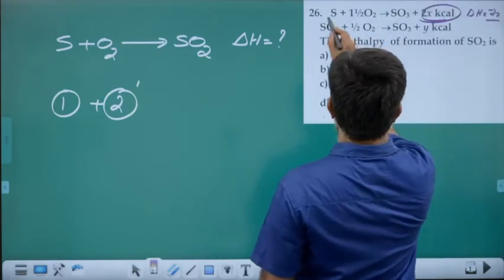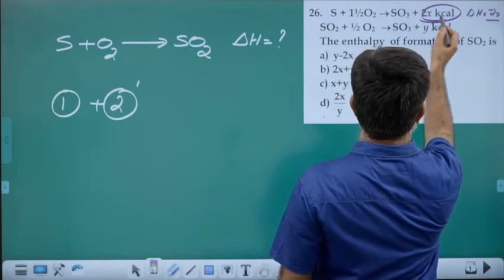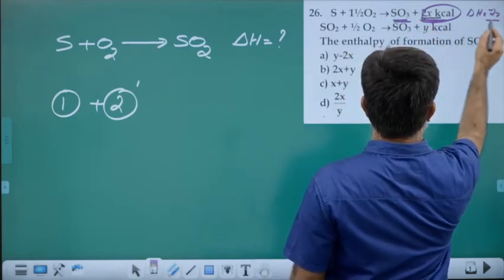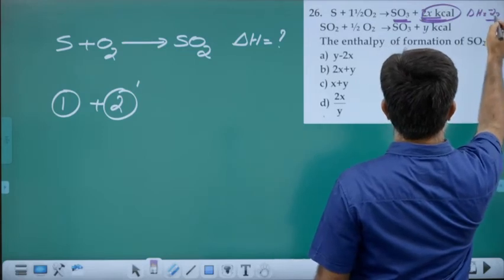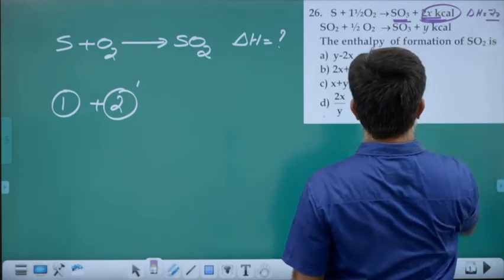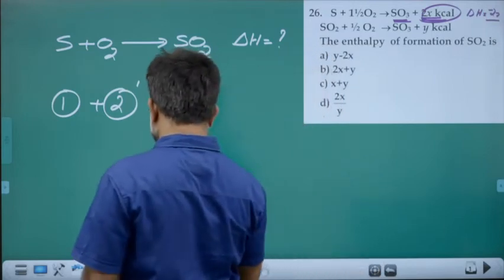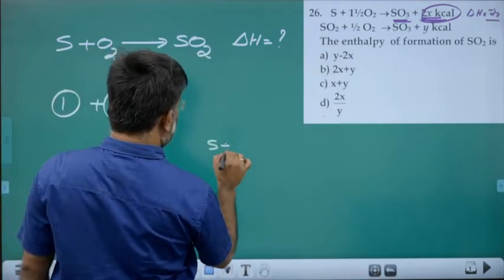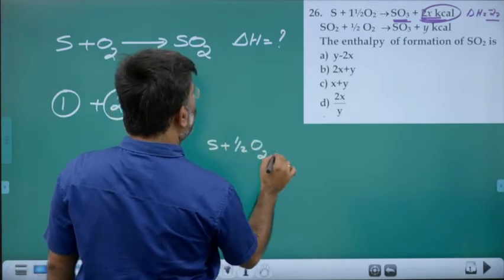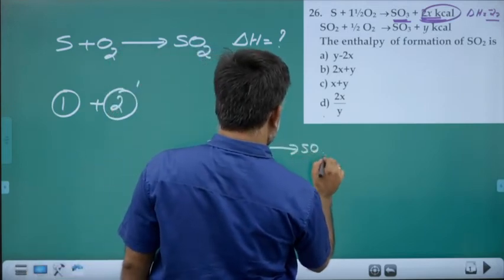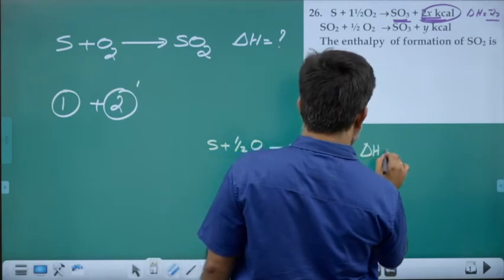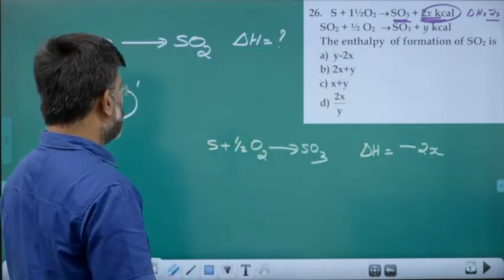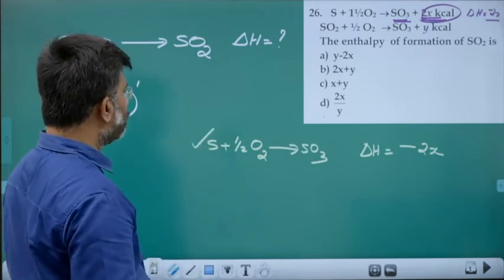You see that? S plus half O2 giving SO3 plus 2x. That means product plus heat. That means it is exothermic, minus 2x. So you can write like this: S plus half O2 giving SO3, delta H will be minus 2x. You take this equation as such.